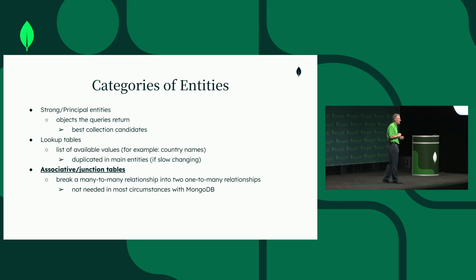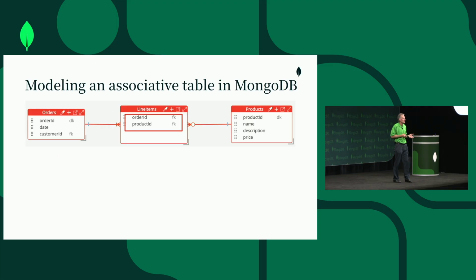The third type of entities are the one I refer to as associative or junction table. So those are entities that basically have two foreign key references to two other entities. The thing is, with MongoDB, we don't really need those. Here's an example with a relational database. I'm going to have orders, products, and I'm going to have to create this line item in between. The reason we do that is because a relational database is unable to do a join in a many-to-many relationship. We have to break it down into two one-to-many relationships.